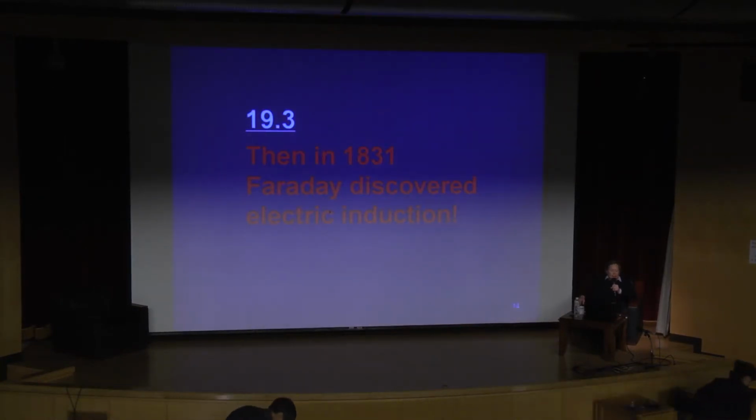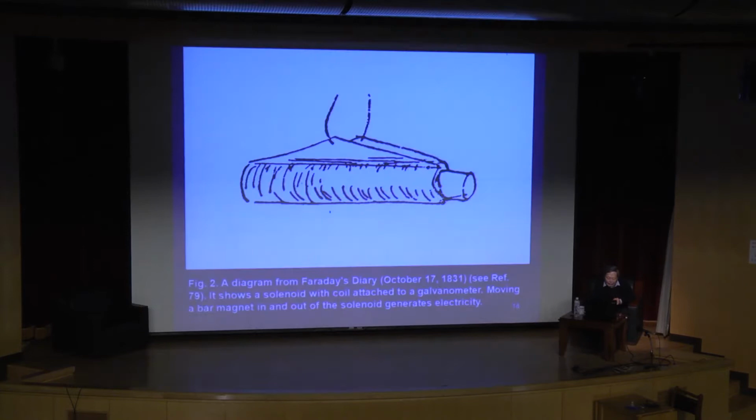Then in 1831, Faraday discovered electric induction. This is a photograph from Faraday's diary of October 1831. It shows a solenoid with a coil attached to a galvanometer. He found that if you move the bar magnet in and out of the solenoid, one would generate electricity in the solenoid.